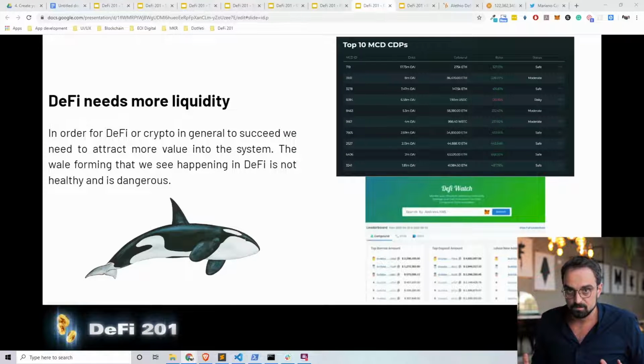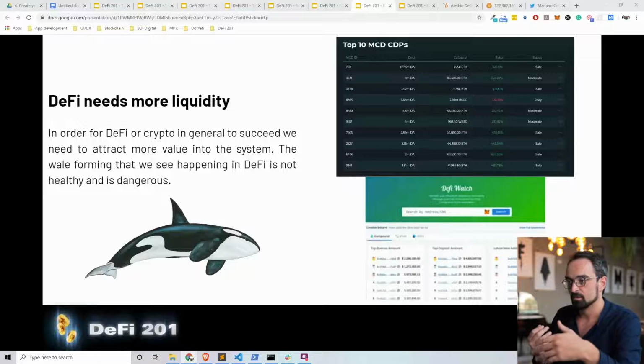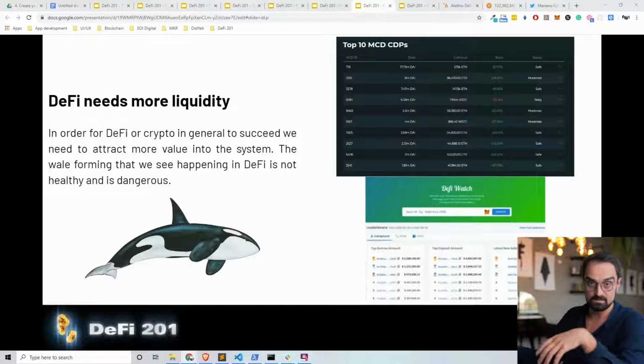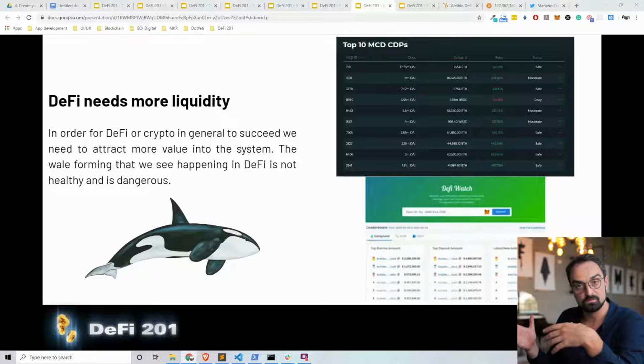But in order for us to get there, decentralized finance needs more liquidity. And right now, we can look at the top 10 of collateralized debt position holders, and we can see they're mostly whales. We can look at DeFi Watch, and they're also mostly whales in these different decentralized financial protocols. But if we add different asset classes, let's say we're going to add, what we're doing already today, we're going to add Bitcoin into DeFi, right?